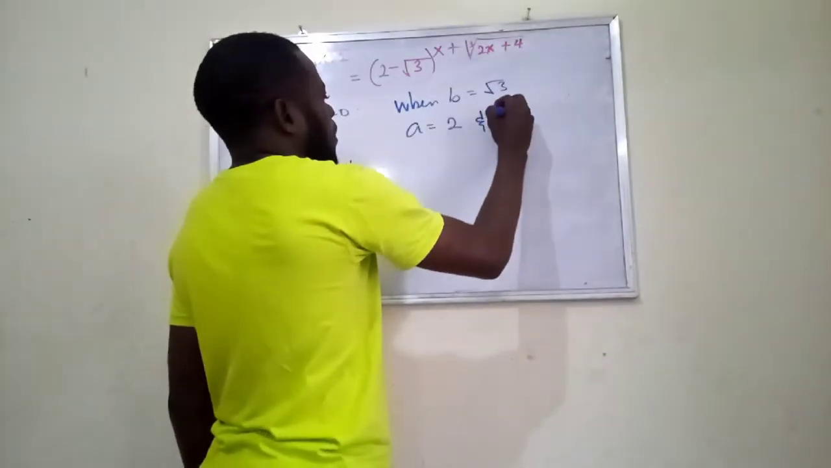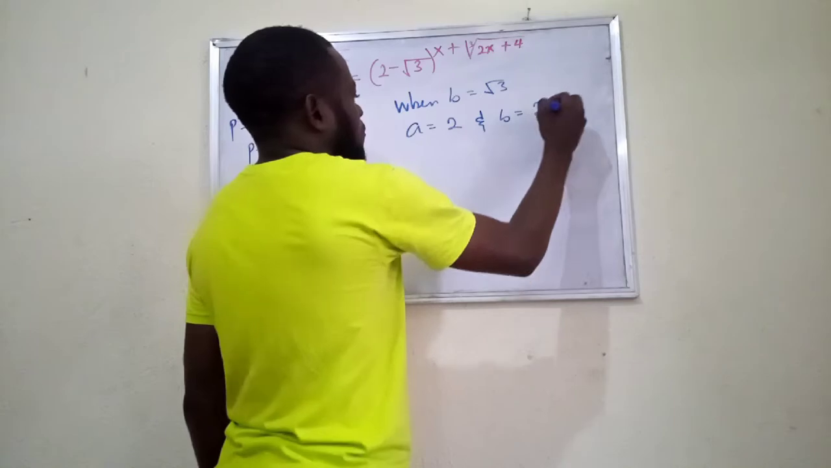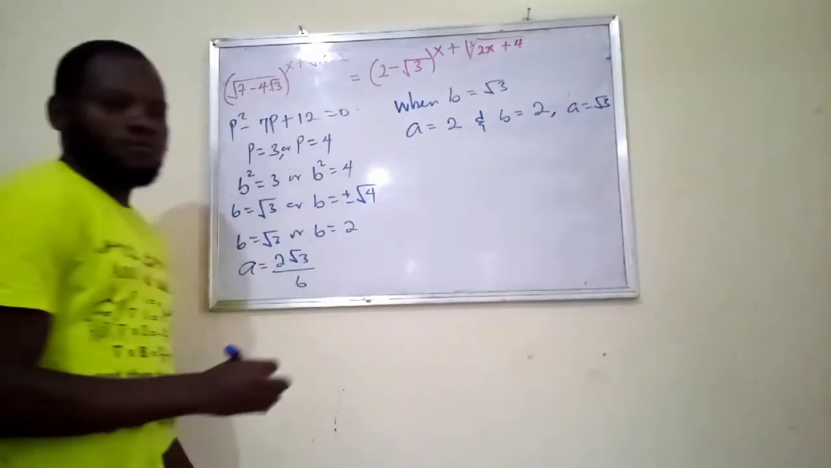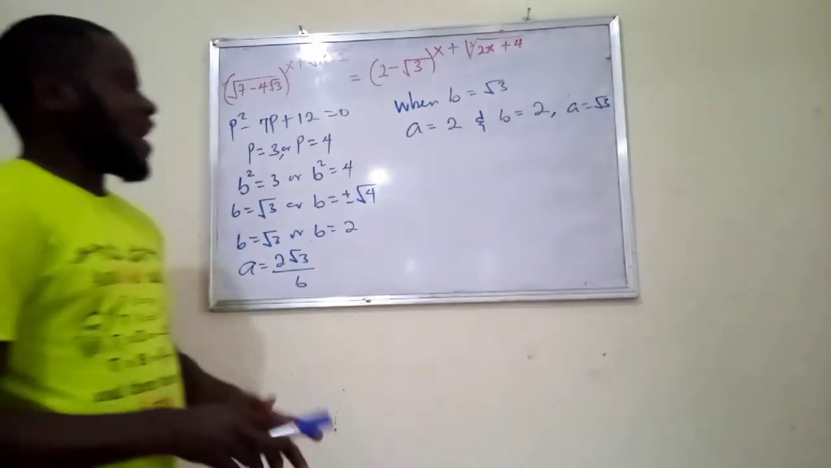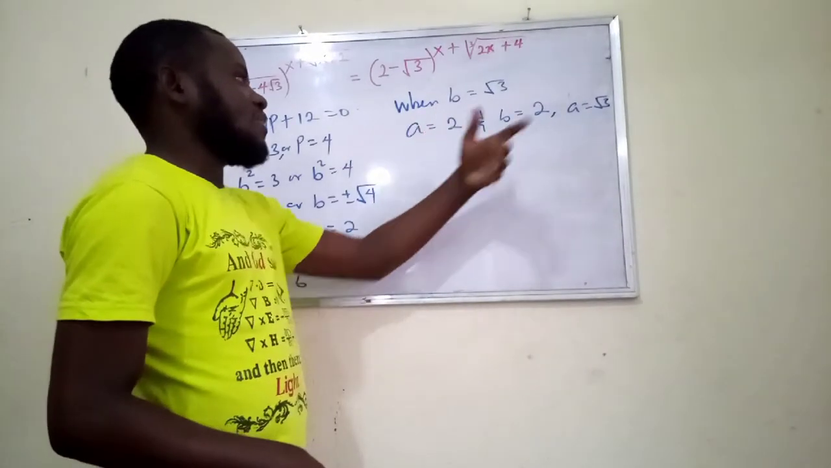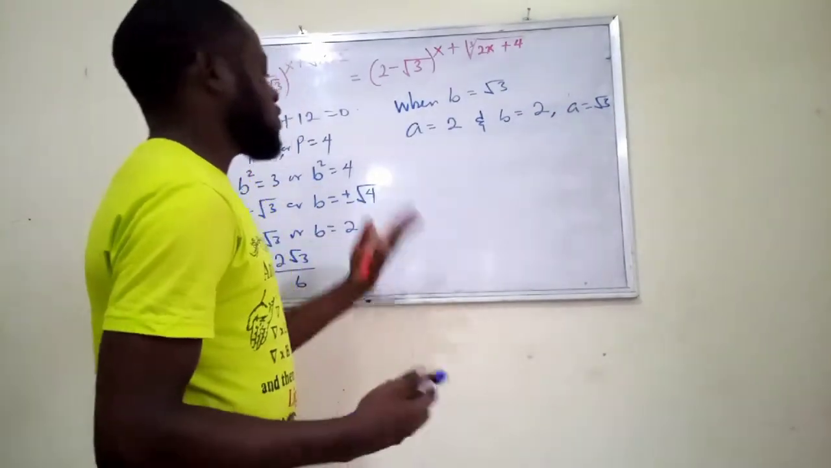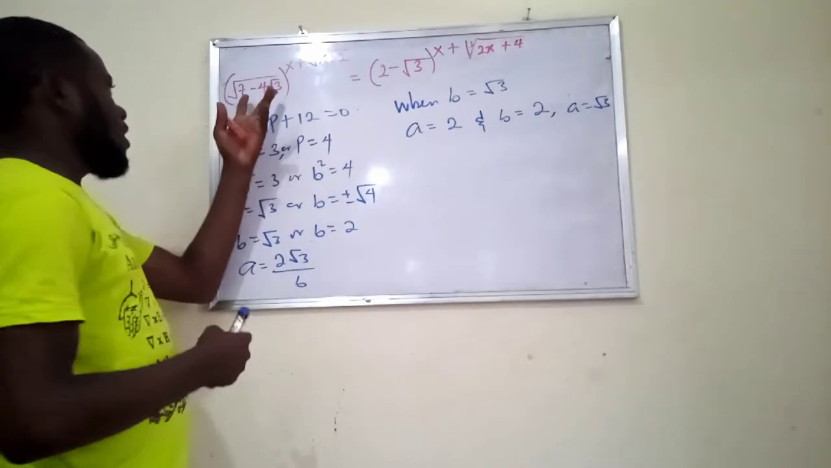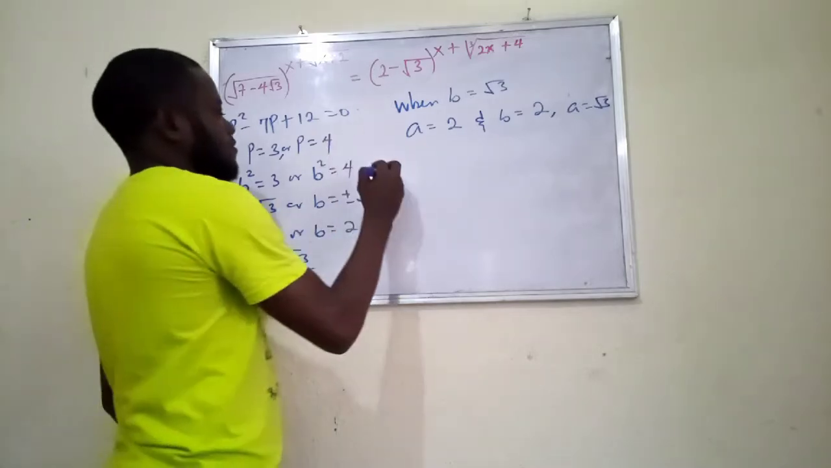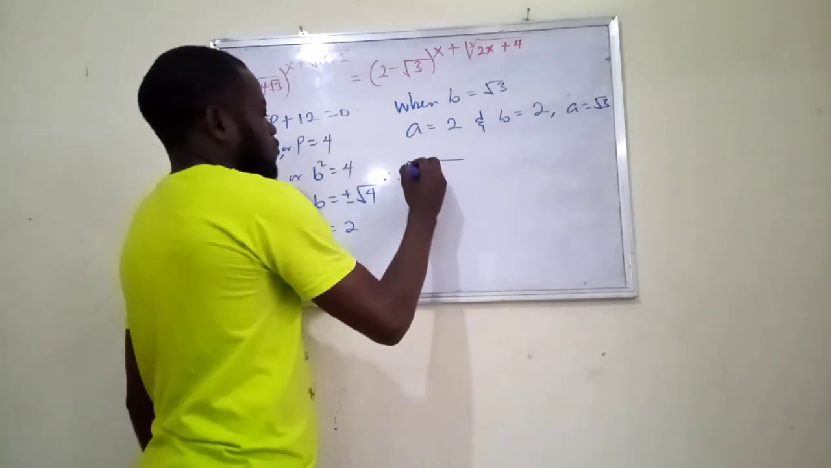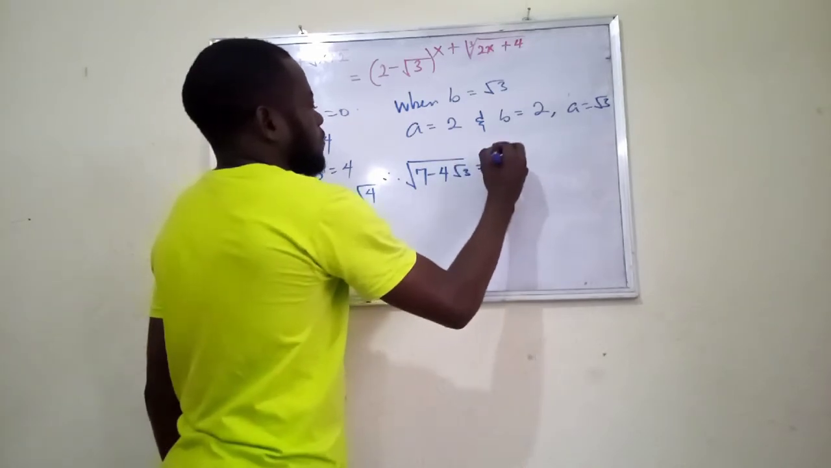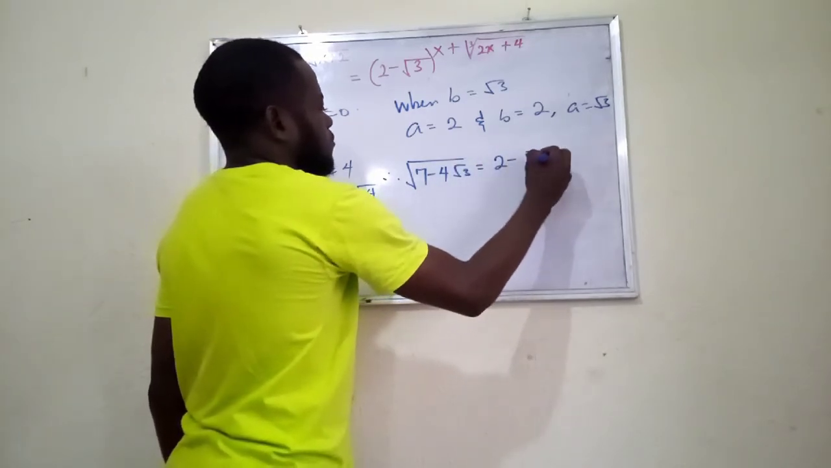Also, when b equals a, it will become root 3. So now that we have the value of a and the value of b, we can now solve for the square root of this. Hence, the square root of 7 minus 4 root 3 is equal to 2 minus root 3.